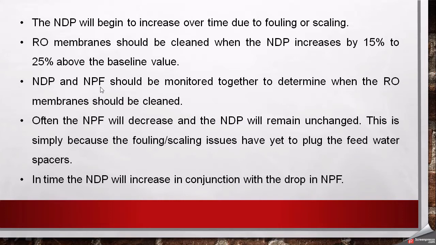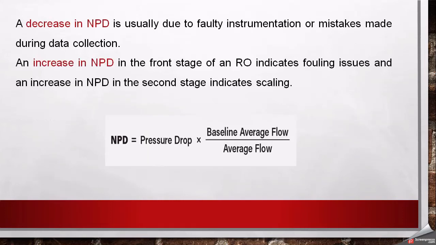NPD and NPF, normalized differential pressure and normalized permeate flow, should be monitored together to determine when the RO membranes should be cleaned. It's a very important point. Often the NPF will decrease and NPD will remain unchanged. This is simply because the fouling or scaling issues have yet to plug the feed water spacer, and in time the NPD will increase in conjunction with the drop in normalized permeate flow. So these are some characteristics which I summarized here.